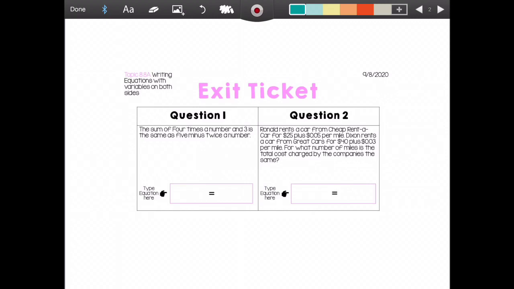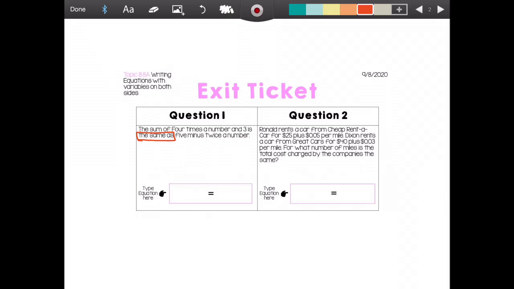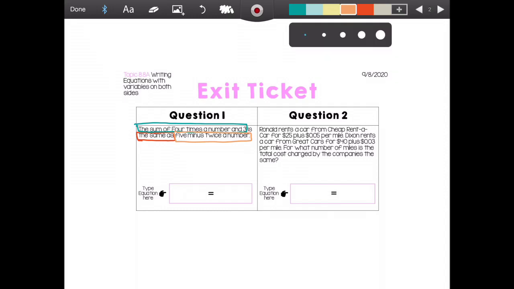So let's get started. On question number 1, the first thing is that you want to find where the two expressions are separated. To easily do that, you can see where it says the same as. That means your equal sign is going to be there, which separates the left side of the equal sign, which is here, from the right side of the equal sign, which is here. Now that we know which side is the left side and which side is the right side, we can get started on writing our equation.